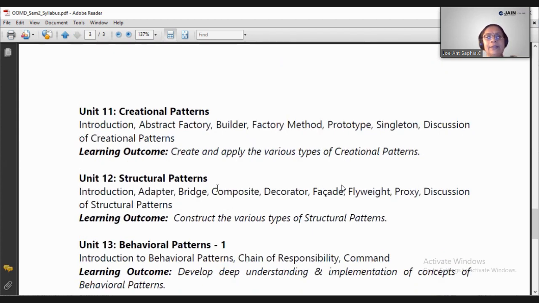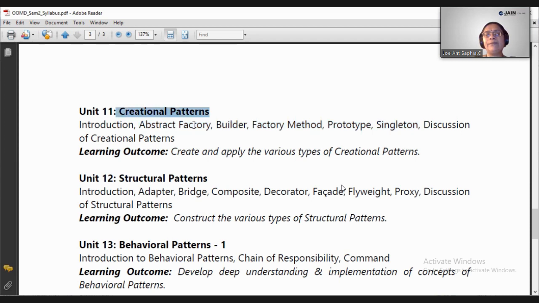23 design patterns. In that, 5 patterns: abstract factory, builder, factory method, prototype, singleton. See, these 5 patterns are creational patterns. So the 23 design patterns are categorized into 3. One is creational pattern, next one is structural patterns, and the last one is behavioral patterns.